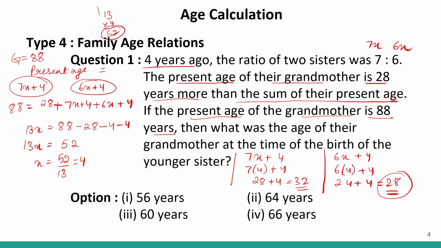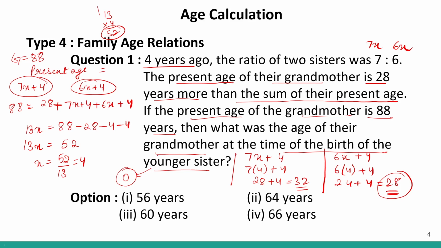Now in the question, we have to answer what was the age of the grandmother at the time of the birth of the younger sister. So at the birth, the age of the younger sister will be 0. The current age is 28. So we have to find grandmother's age 28 years ago. Correct? Because the age of the younger sister is 28.